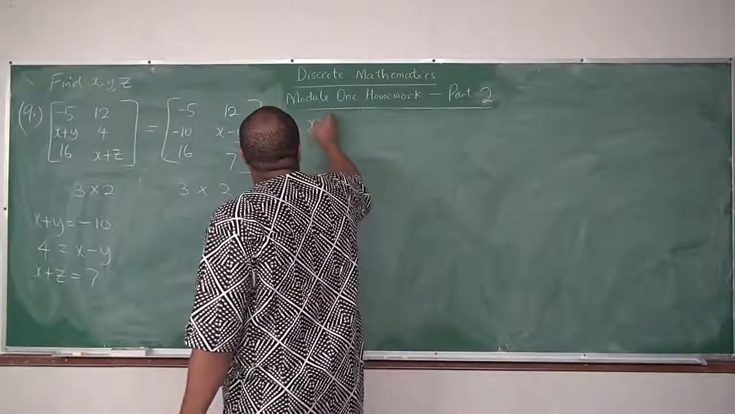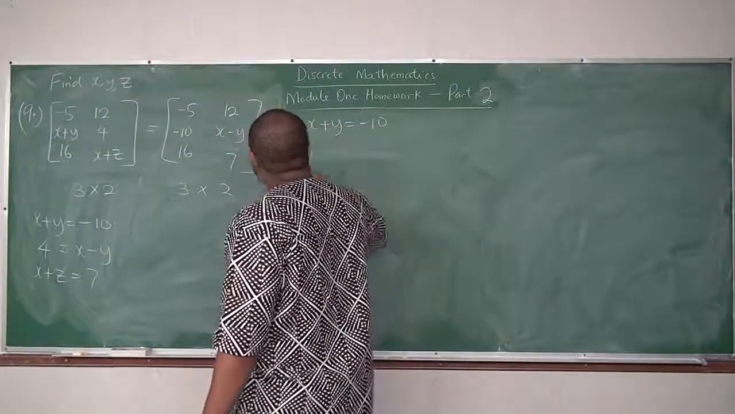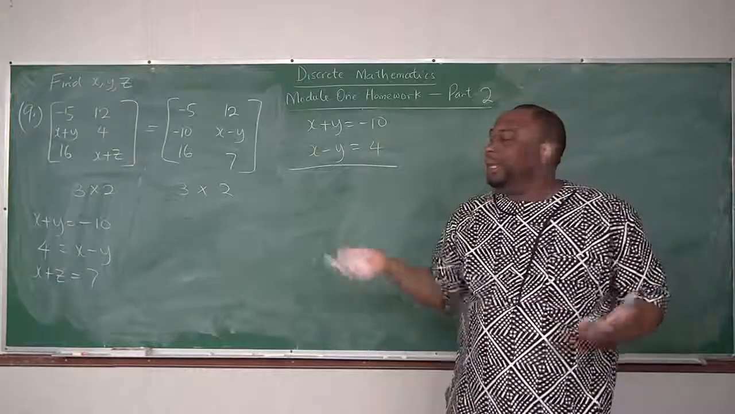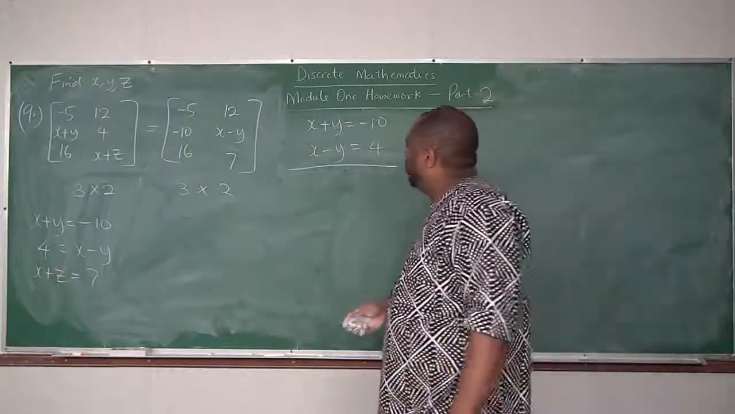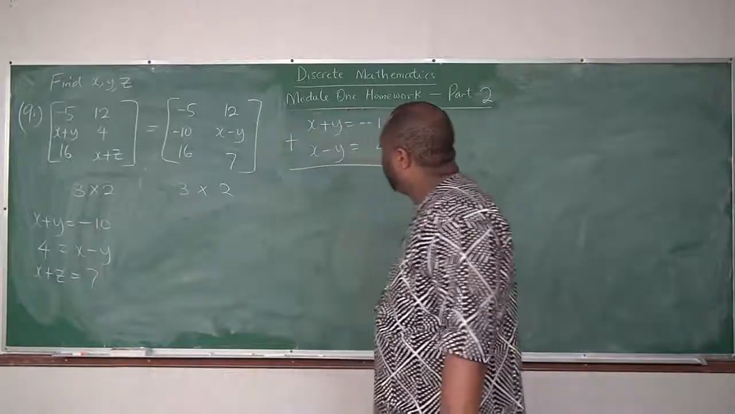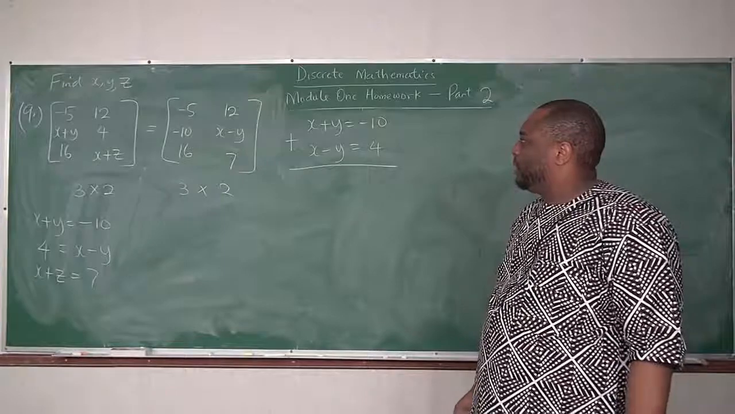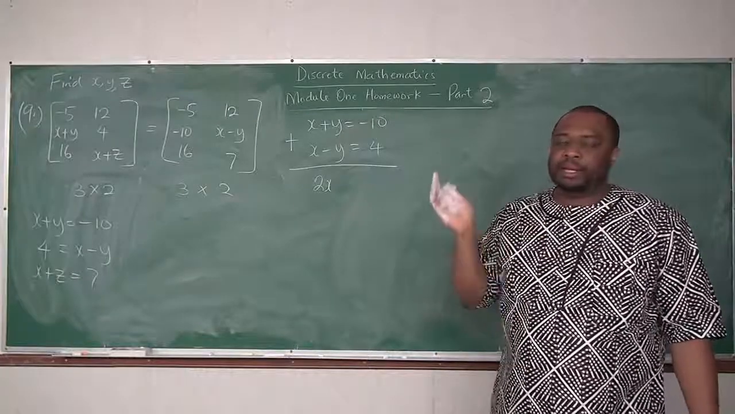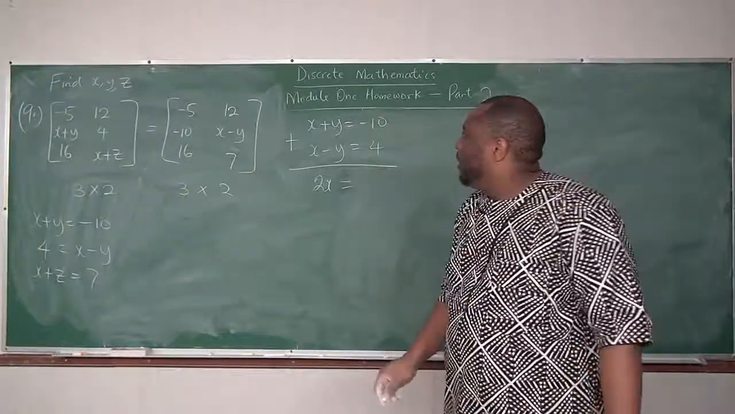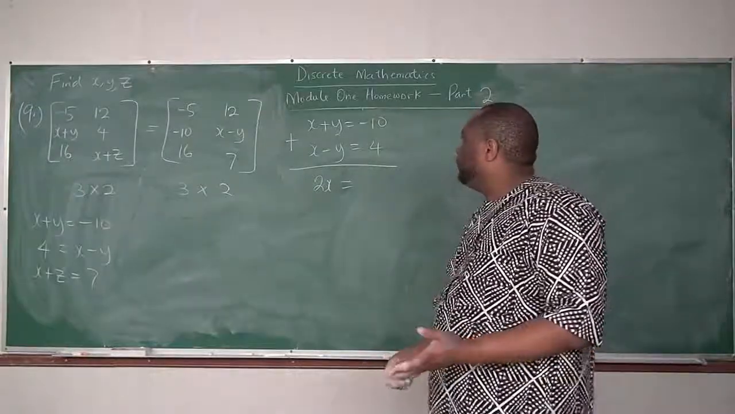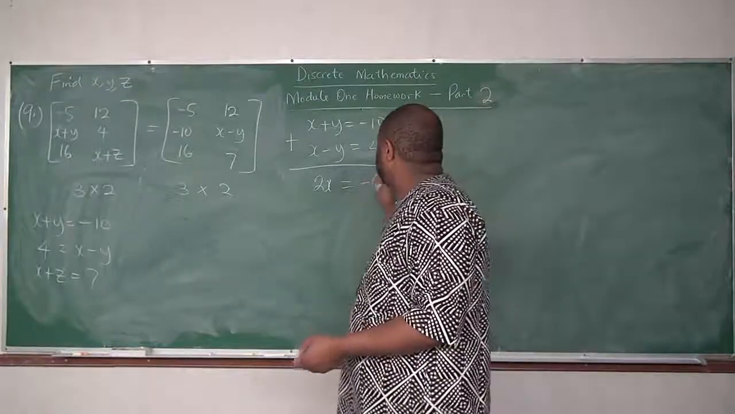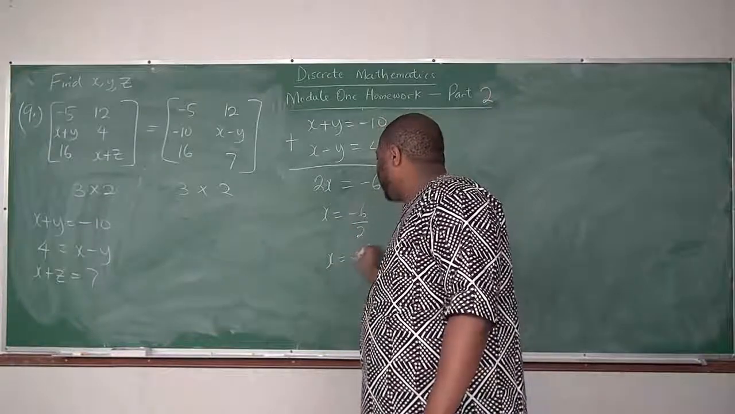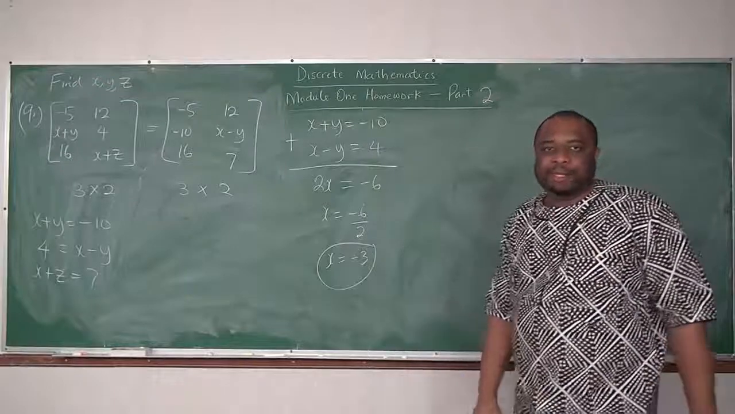We can solve this. x plus y is equal to negative 10, and x minus y equal to 4. So we can solve this by elimination method. If we add these, x plus x will give us 2x. y plus minus y is gone, equal to minus 10 plus 4, which gives us minus 6. So x will be minus 6 divided by 2. x is negative 3. Okay?